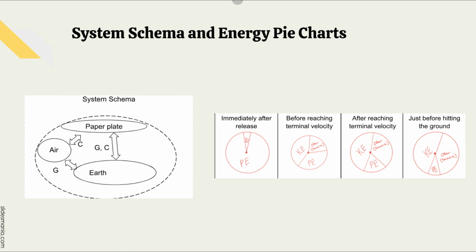Moving on to our system schema and energy pie charts. Our schema has the plate, air, and earth. Earth plays a gravitational role on both of them, negligible for air. And then the paper plate is in contact with both of them, so it's hitting the air as it falls down, and then it hits the earth when it reaches the ground. And then we have our pie charts here, where immediately after release we have high potential energy and very minimal kinetic energy and other forms. And potential energy consistently decreases as we go through, and then kinetic energy increases until we reach terminal velocity, where it stays the same, and then our other forms of energy continue to increase.